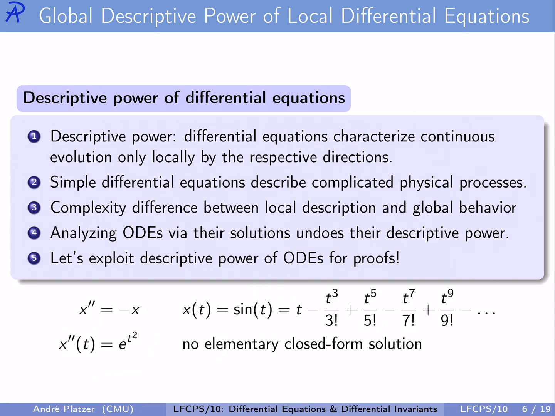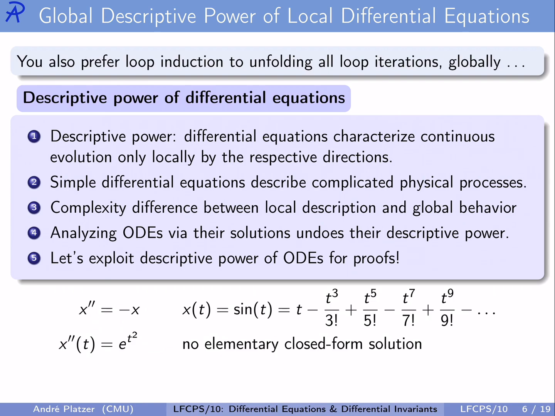Moreover, this differential equation, x double prime of time is e to the power t squared. Well, that's a complicated one, but the point is, it doesn't even have an elementary closed form solution at all, so we cannot possibly work with it by first even writing down the solution. Instead, let's work with the differential equations themselves. You also prefer to do loop induction instead of unfolding all the loop iterations globally, of course. If somebody gives you a loop, you wouldn't first write down all the behavior that it has for eternity by unfolding it one loop iteration at a time and then worrying about that. And if we work with differential equations by way of their solutions, we're doing essentially that.